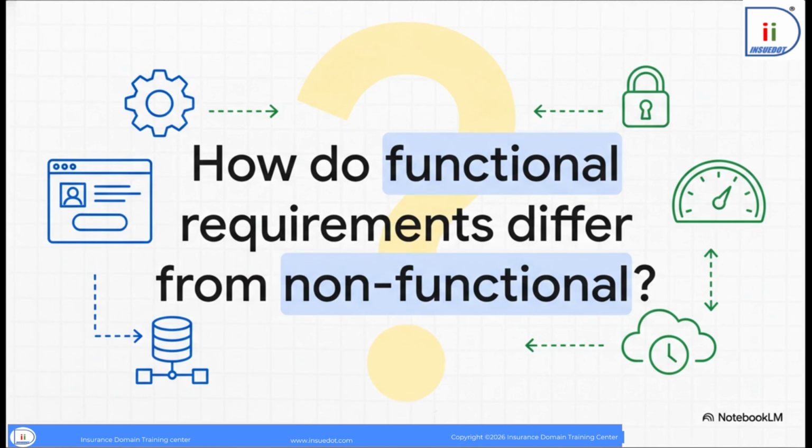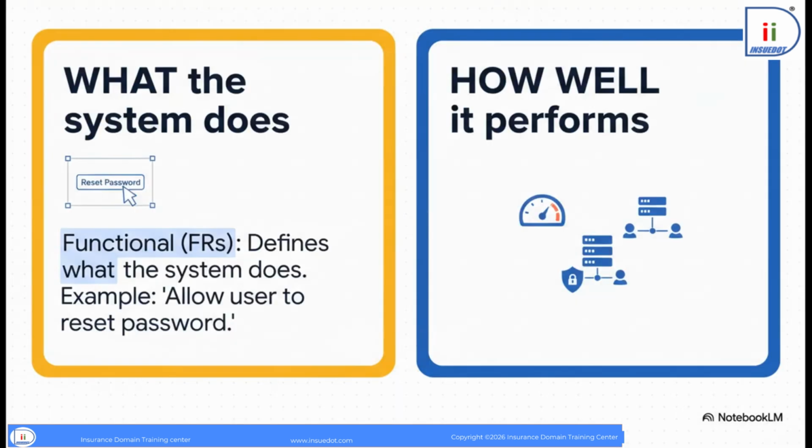Excellent. Let's tackle another key distinction. What's the difference between functional and non-functional requirements? Right, this is a really crucial one to get right. Like we've said, functional requirements define what a system does, the specific tasks it performs. So for example, the system must allow a user to reset their password. Non-functional requirements, or NFRs, are all about how well the system does its job. They focus on qualities like performance, security, or how easy it is to use. So an NFR might be, the password reset page must load in under 2 seconds, or the system must be able to handle 1,000 people using it at the same time.